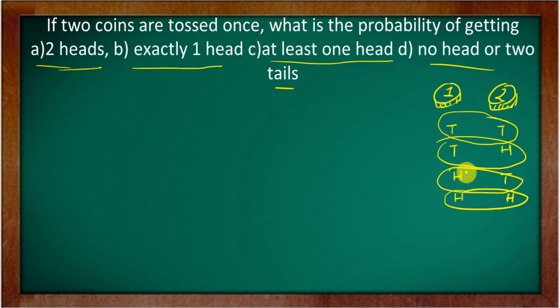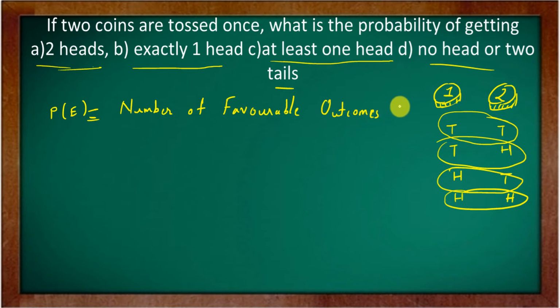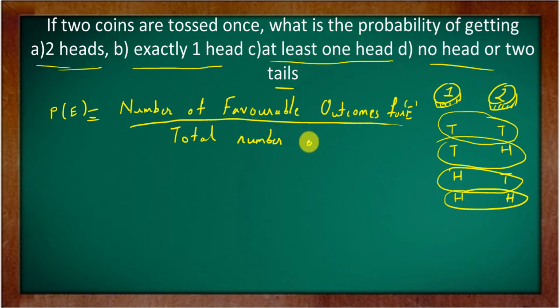So total possible outcomes how many are there? 4. So if you remember, what is our definition of probability? Probability of event is what it was? It was number of favorable outcomes, right? Number of favorable outcomes for event E, divided by total number of outcomes. Yes or no? So this was our definition of probability.